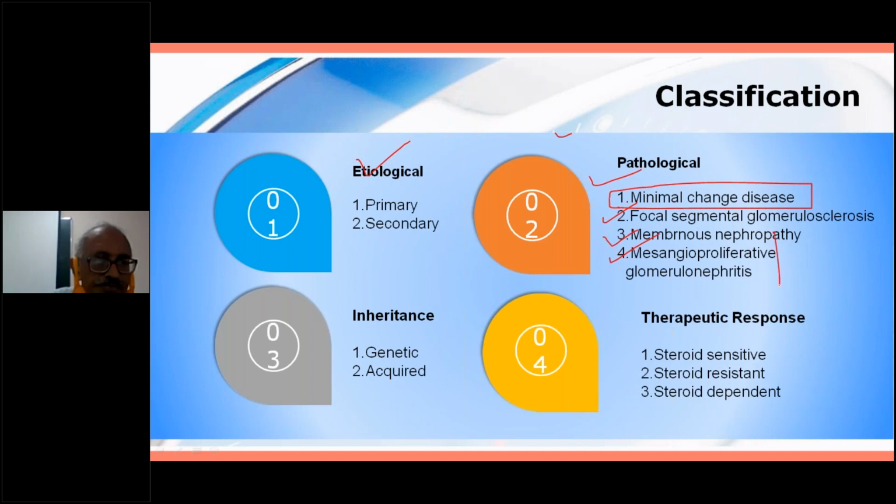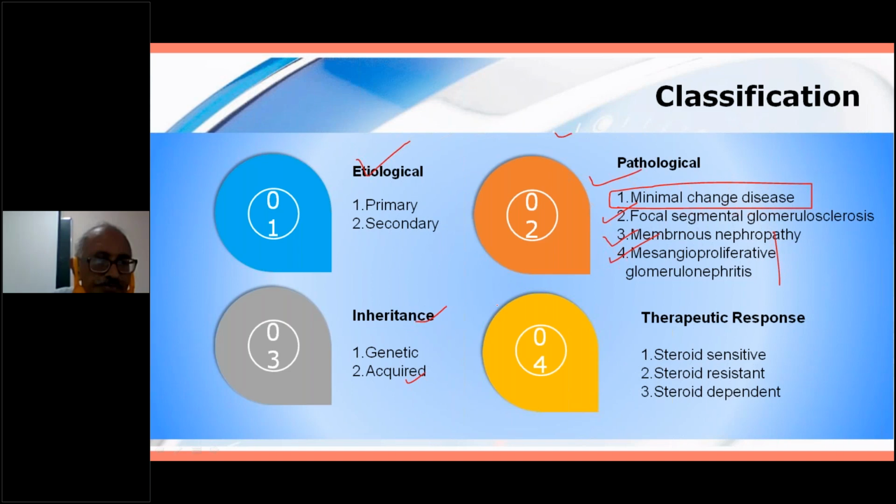The third is by inheritance, whether it is genetically transmitted or an acquired disease. Acquired means most of the secondary forms. Even the idiopathic is also acquired only, it's not genetic. There are a few genetic syndromes. At the end, I'll just give a glimpse of them. We are not going into much detail.